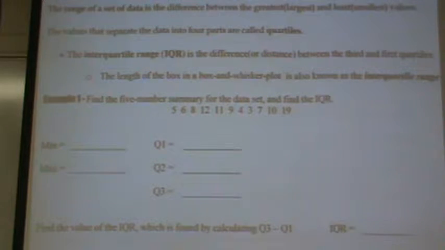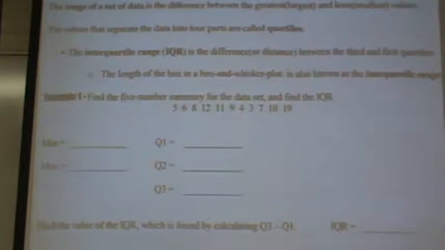Alright, this is section 11.5, day 2. Let's go. We're going to continue talking about what we started talking about on Friday, except now we're going to look at actually interpreting some of the data that we're taking from our data sets.